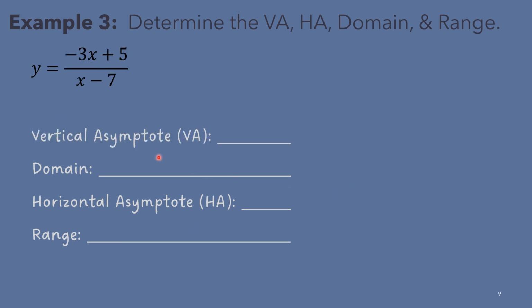Example 3. Determine your vertical asymptote so you can determine the domain. Set your denominator equal to 0. X minus 7 equals 0, so x will equal 7. That splits our domain from left to right, negative infinity to 7, union 7 to infinity.